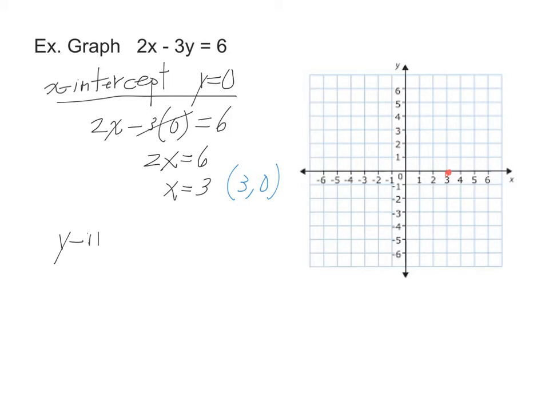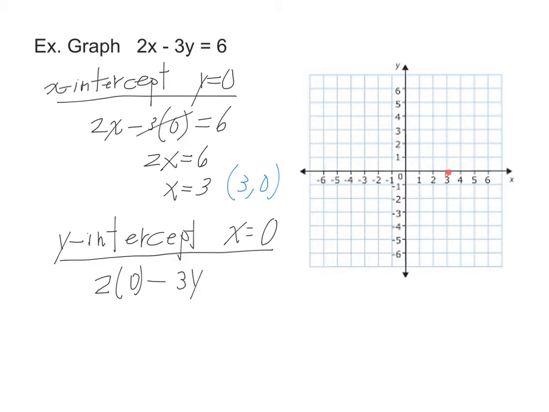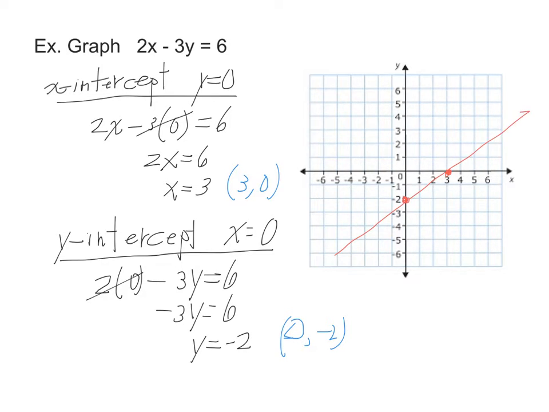For the y-intercept, I'm going to do the exact opposite. I'm going to make x equals 0. So now 2 times 0 minus 3 times y equals 6. Y must be negative 2. So I have the point 0, comma, negative 2. These are really special points. They show you exactly where it crosses. I can connect the dots now to graph my line.